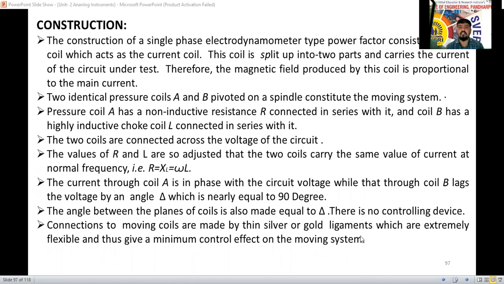Now there is no controlling device here, because both produce opposing forces, due to mutual inductance. So there is no controlling device here.